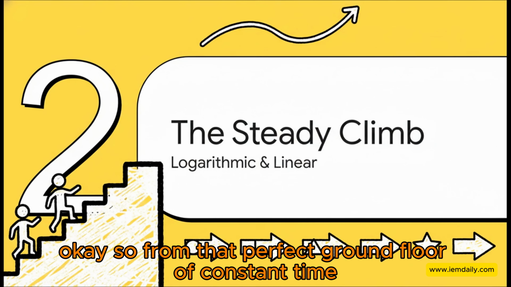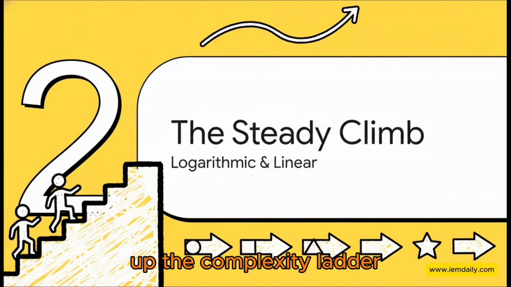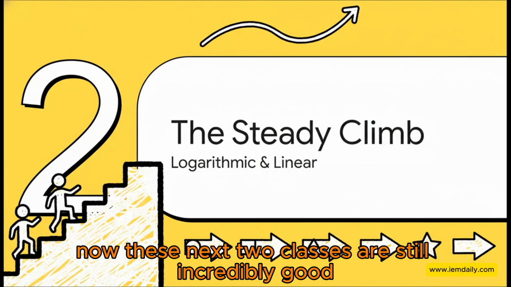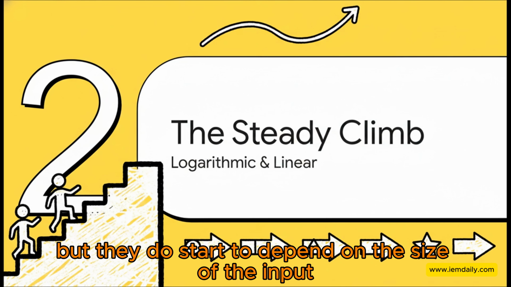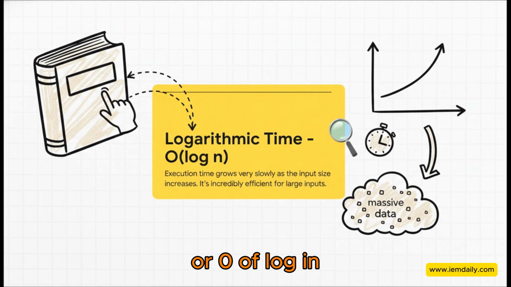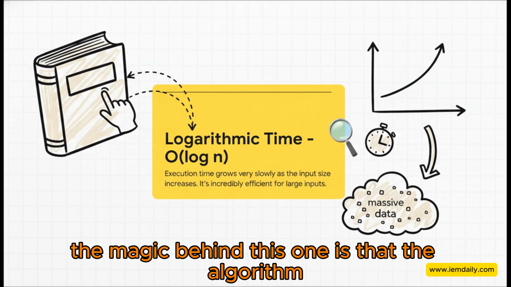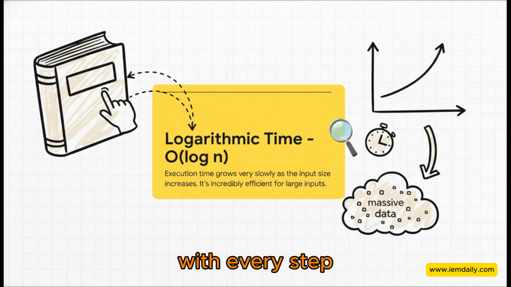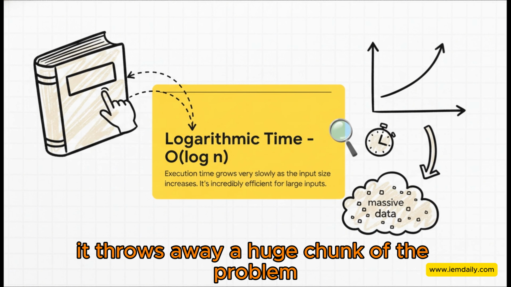Okay, so from that perfect ground floor of constant time, we're going to take our first steps up the complexity ladder. Now, these next 2 classes are still incredibly good. I mean, really, really efficient. But they do start to depend on the size of the input. First up, we've got logarithmic time, or O of log n. The magic behind this one is that the algorithm gets to cheat a little. With every step, it throws away a huge chunk of the problem.